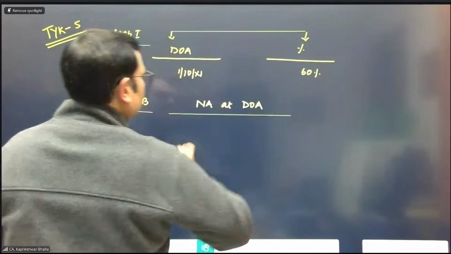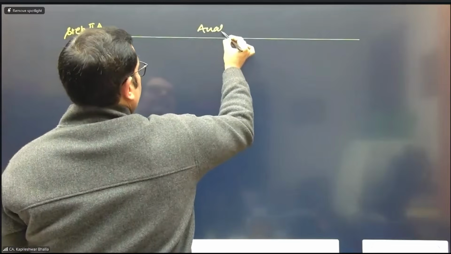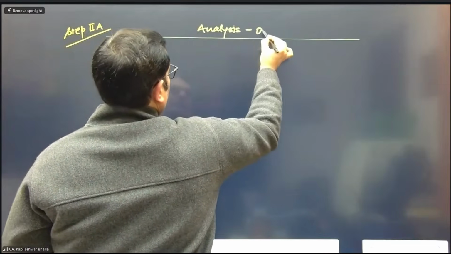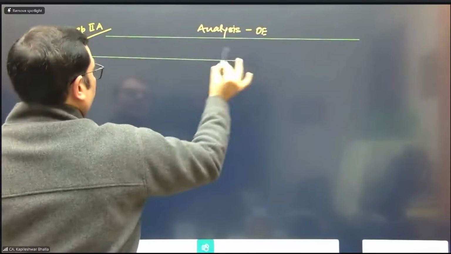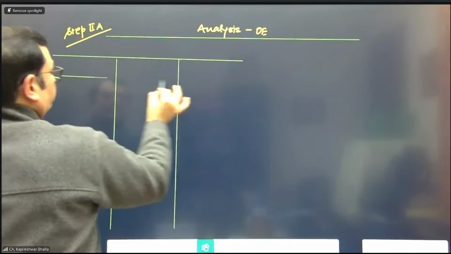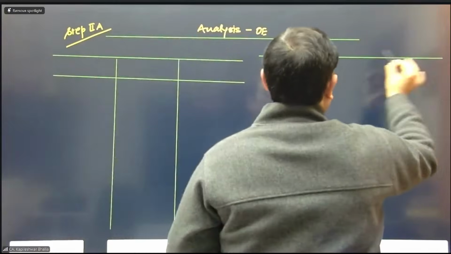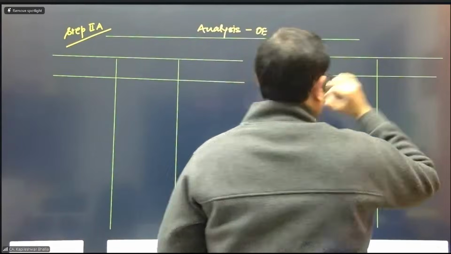Let me just take different space for the step number 2A. So let's organize the step number 2A. In terms of step number 2A, we are looking at analysis of other equity. So let's define this categorically in a chart. We'll take a column for pre and post acquisition, just getting the formats very clear so that there is no challenge.